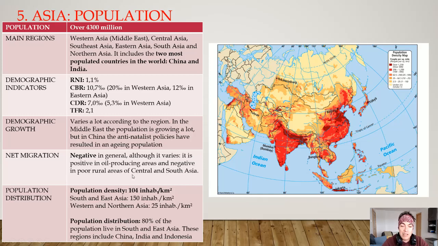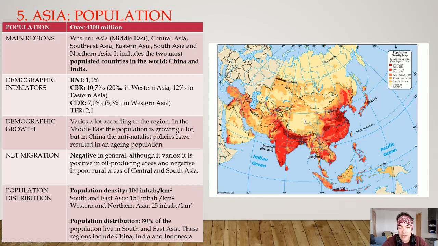The population density on average is a bit higher than 100 inhabitants per square kilometer, but it also varies a lot. For example, here in South and East Asia, which is the most densely populated area in the continent, it is very high. It is around 150 inhabitants per square kilometer, but in the rest of the continent it is very low. It is around 25 inhabitants per square kilometer. As for population distribution, 80% of the population live in South and East Asia.